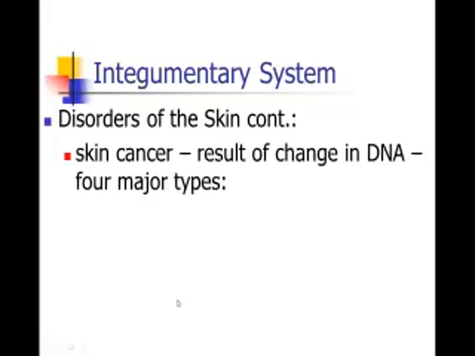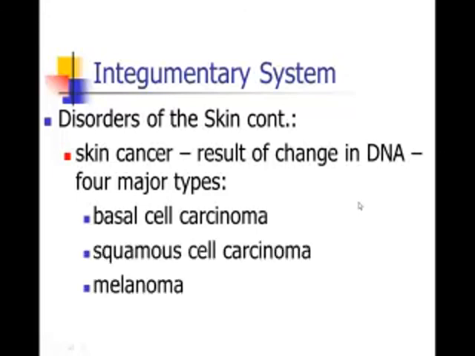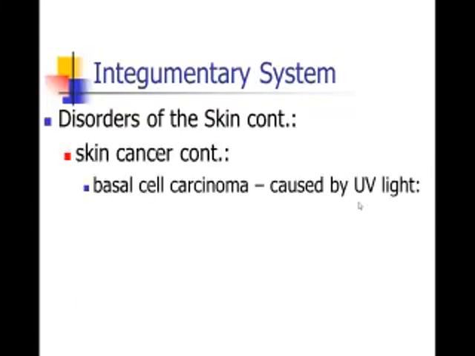Skin cancer. So skin cancer, I mentioned earlier. Typically what happens in skin cancer is your DNA is damaged, and there are 4 major types of cancer. We'll look at some pictures of people suffering from these. Basal cell carcinoma, squamous cell carcinoma, melanoma, and Kaposi's sarcoma. And we'll start with basal cell carcinoma.